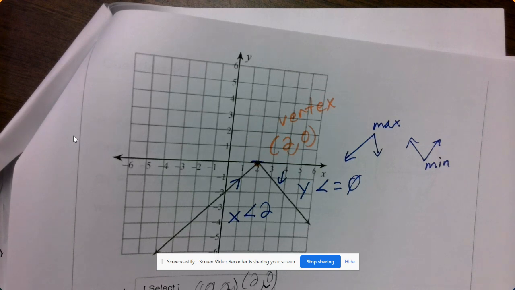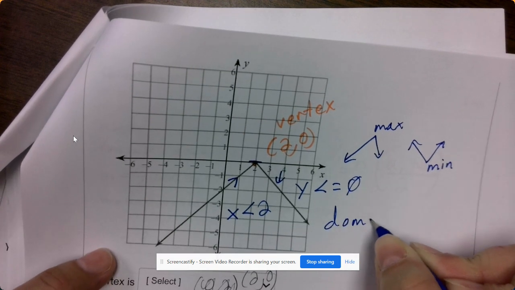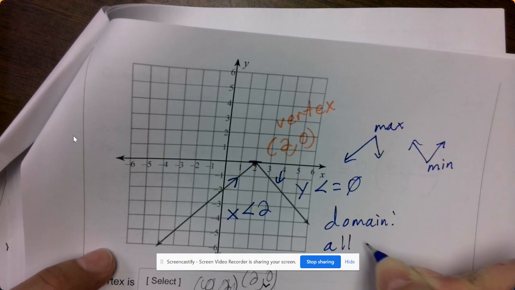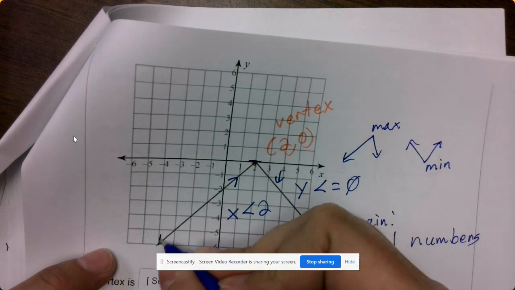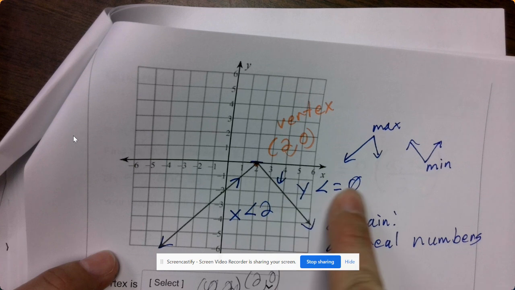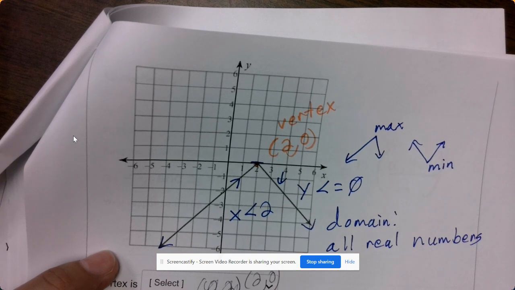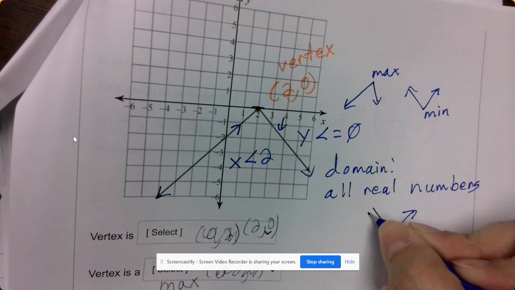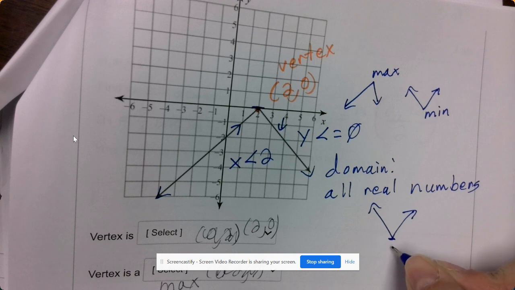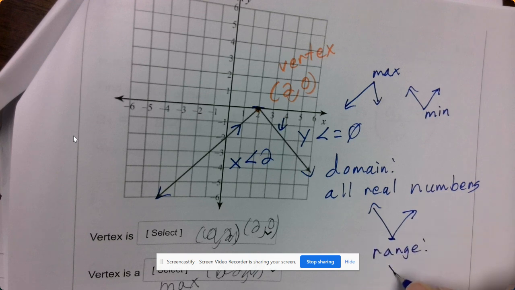Okay, so on this one, domain for this one, everybody, is all real numbers. It has the arrows going both ways on the x-axis, so it's going to be domain is all real numbers. Everybody, if it was going the other way, if it was going up, then the range would be y is greater than or equal to 0. Okay.